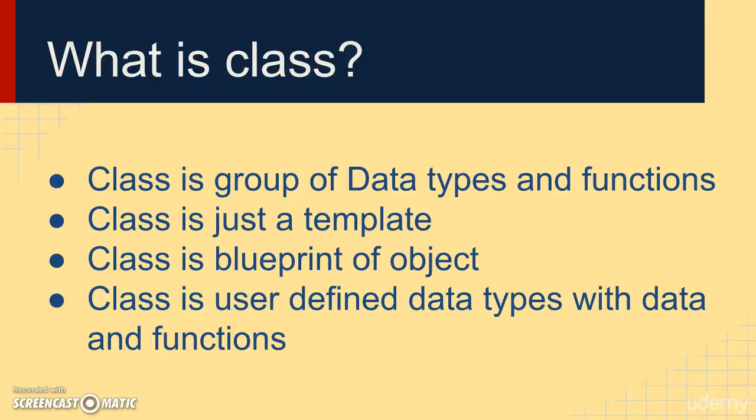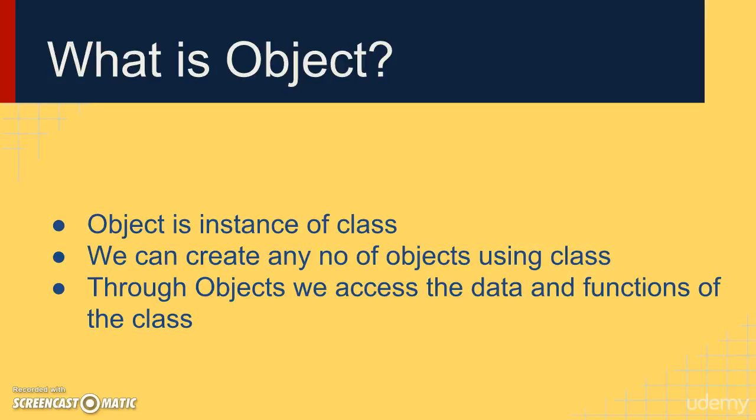An object is an instance of the class. Once we create the blueprint, we will start creating our objects. An object is an instance of a class. We can create any number of objects using a class. Through objects, we access the data and functions of the class.